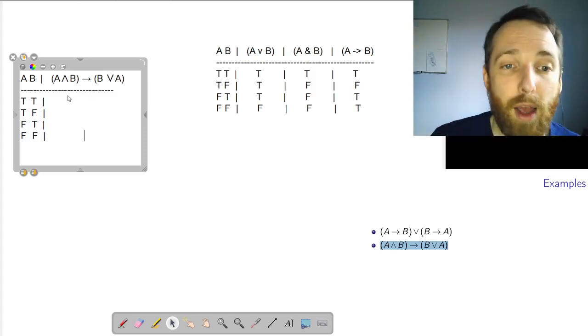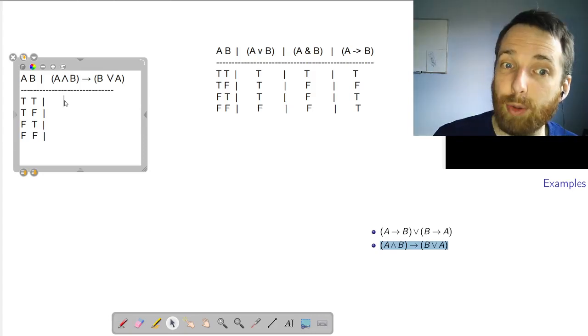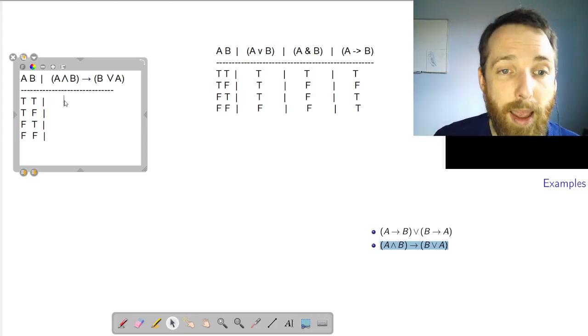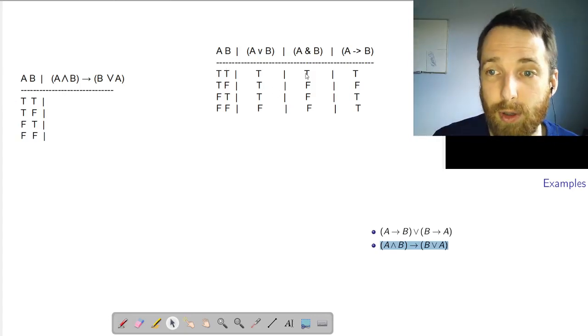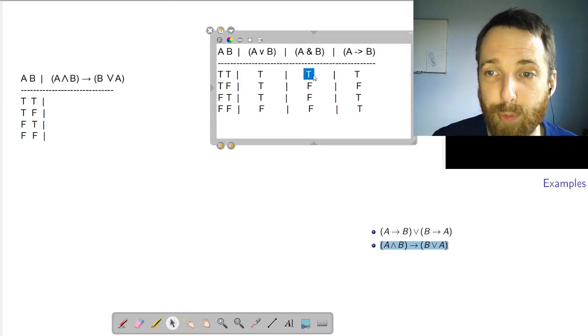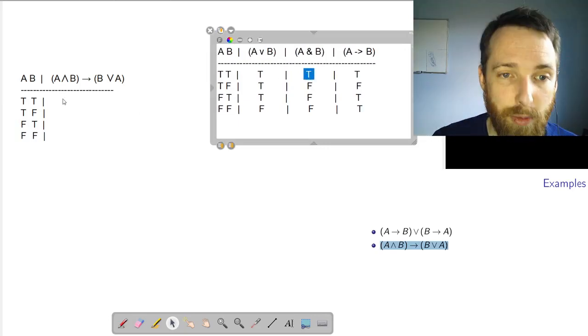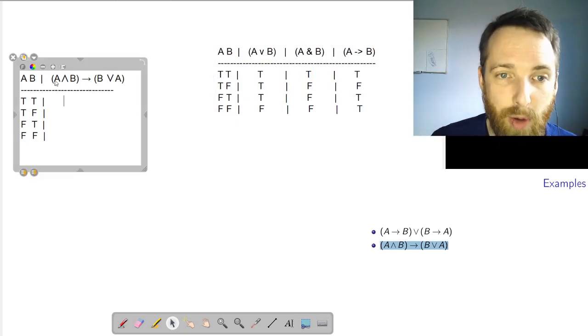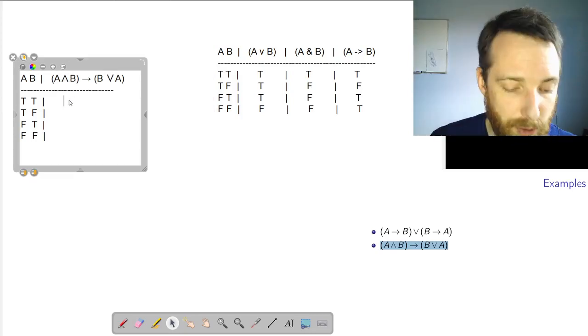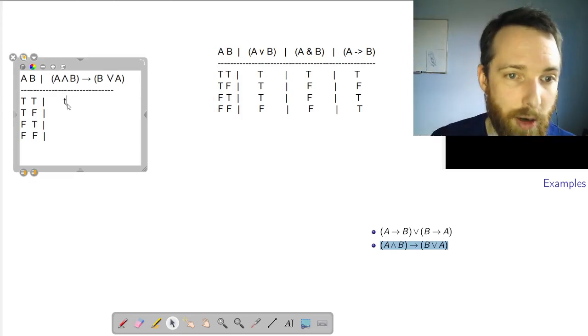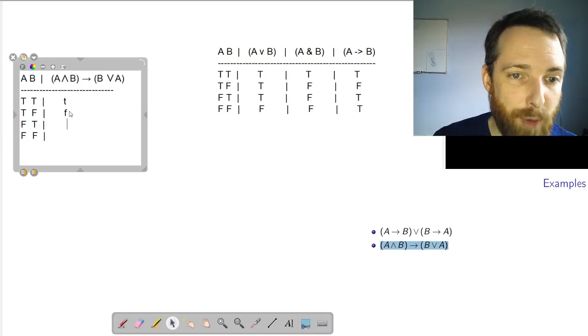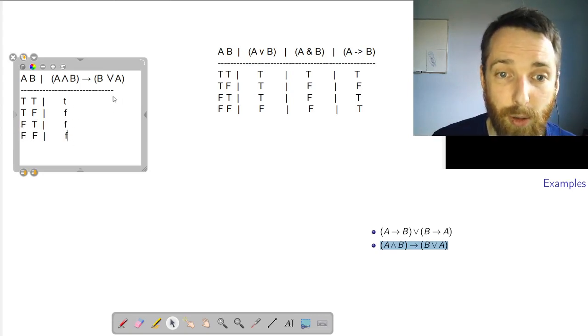Okay, but we're doing the rules in different orders. So A and B, remember, that's the one that is true only when both parts, both conjuncts are true. So our rough work column for A and B, that's going to be true on this line where A and B are both true. It's going to be false on all the rest because in each of those lines, at least one of the 2 is false, so no luck.